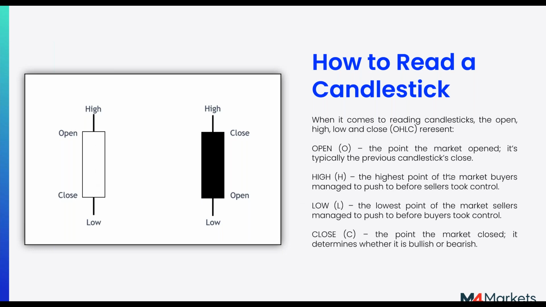The high is the highest point of the market that buyers have managed to push before the sellers took control of the market. Again, the low is the lowest point of the market that sellers managed to push before buyers took control. And then we've got the close, which is the point where the market closed for the specific time frame that we're looking at, and that is what determines whether the time frame is bearish or bullish.